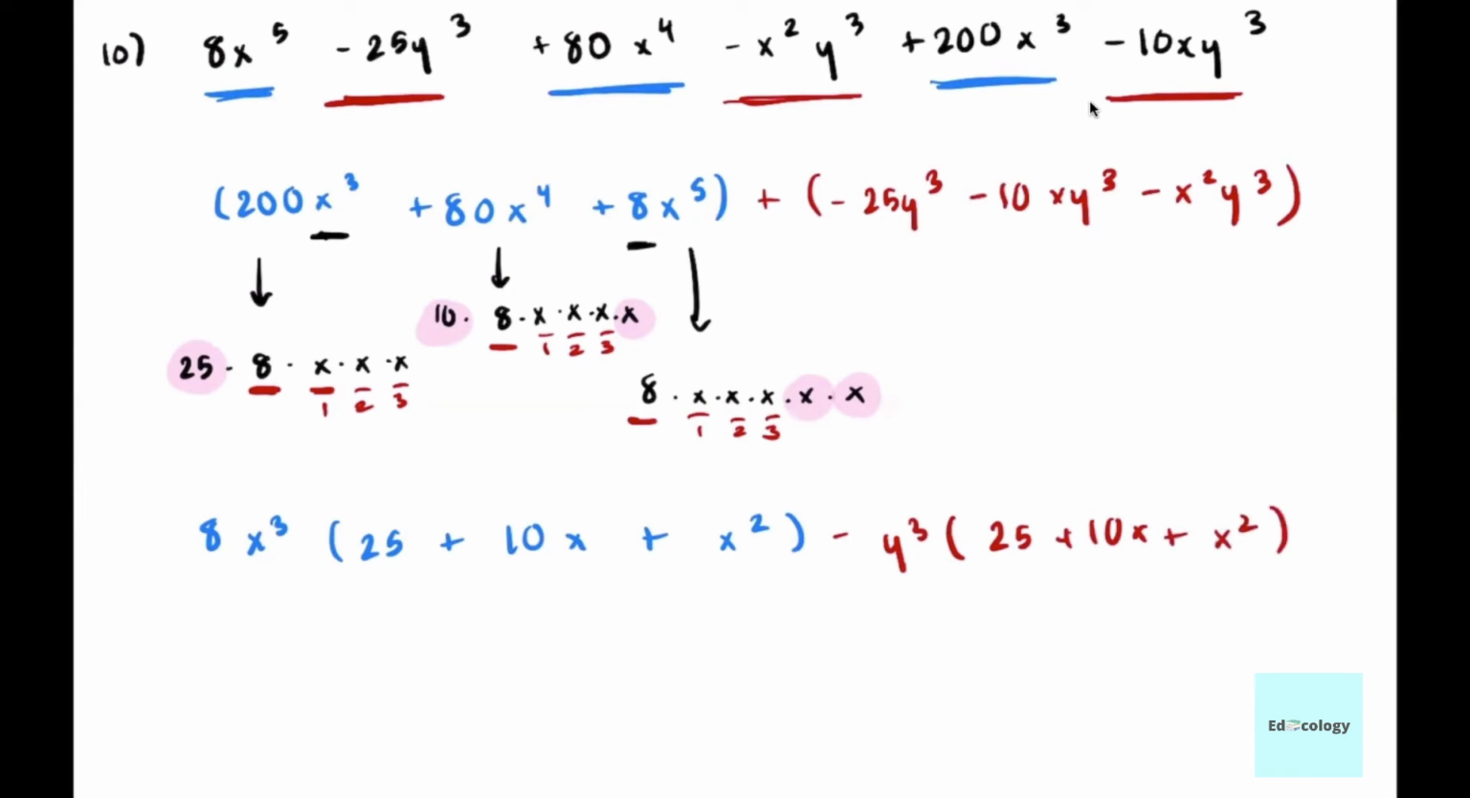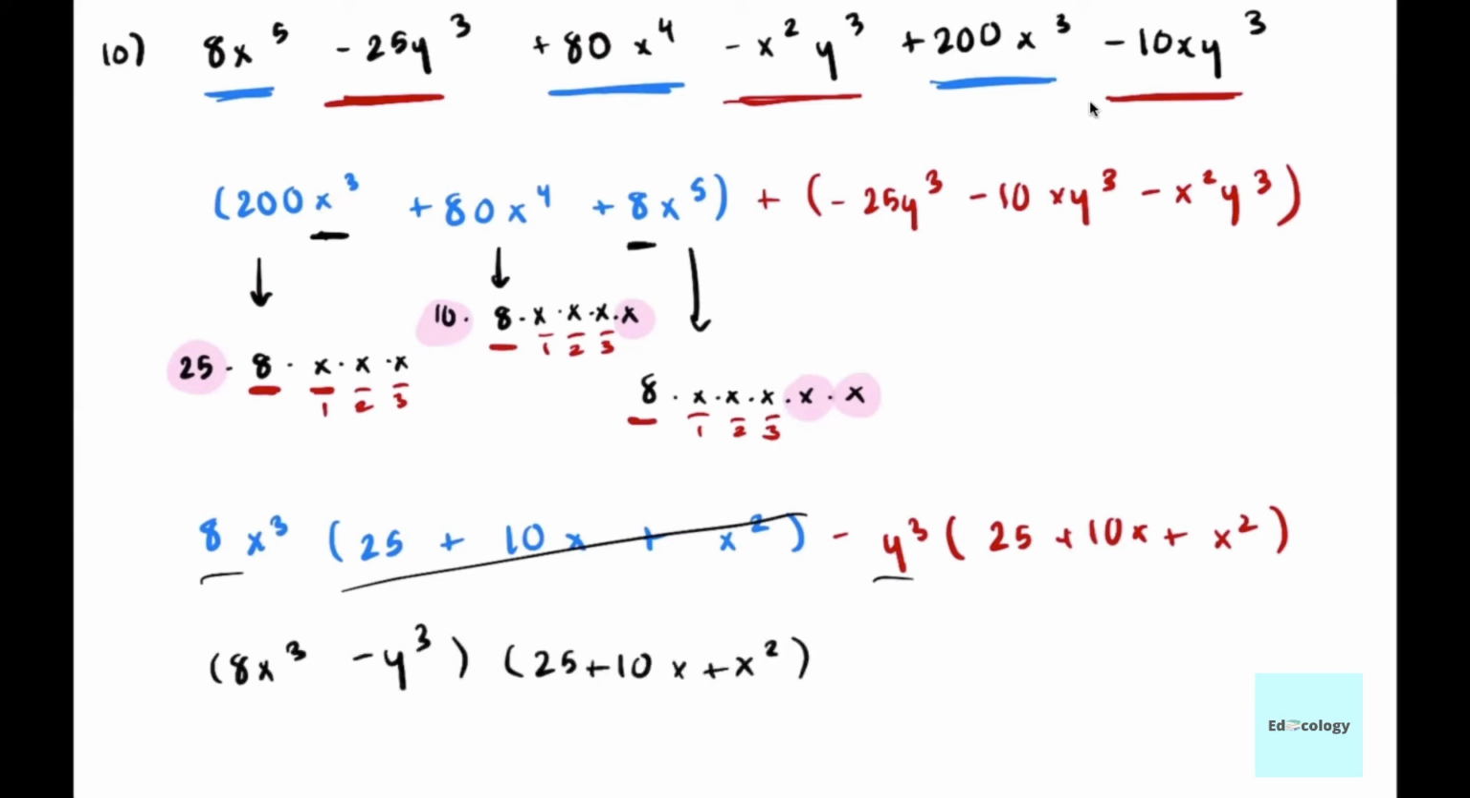Now we do like we did before. We cancel out one of these and we group these two variables. Not two variables, two terms. So we will write it as 8x cubed minus y cubed times 25 plus 10x plus x squared. Now, do you think that's fully factored?